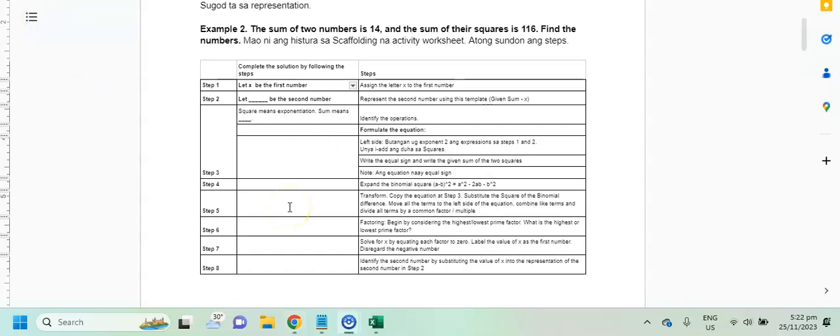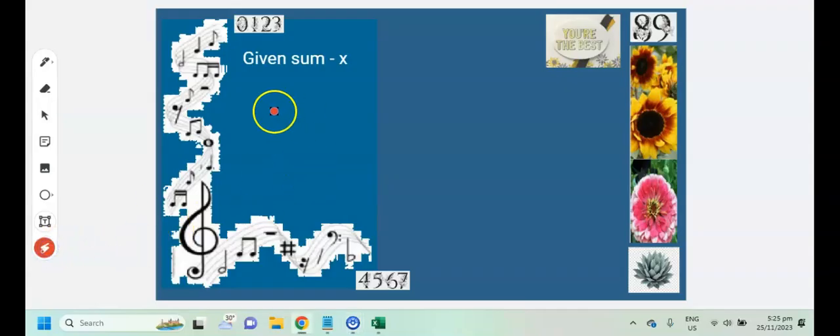Number 2, represent the second number using this template, given sum minus X. So, para sa step number 2, atong i-represent ang second number using this template, this expression, given sum minus X. Let's have an example. Ang sum kay 20. And then, ang first number kay 5.